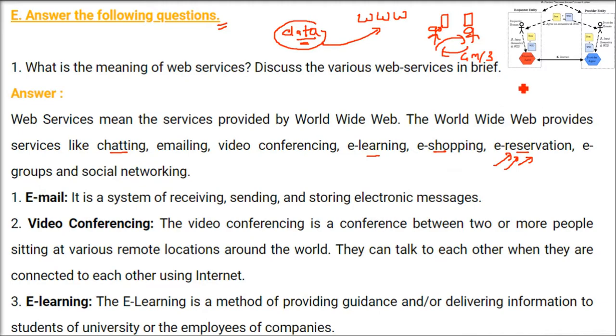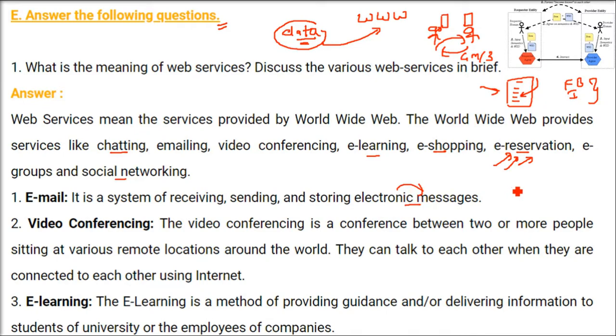E-groups, for example, WhatsApp groups, Facebook groups. You add a number of people and then you send a message that will be broadcast to each of them, and then they can also be in communication. Social networking, Facebook, Instagram, previously it was Orkut. So these are different kinds of web services where people are talking, or you are talking with a machine, and you are solving your purpose. Social networking is all about people making relationships, talking, enjoying, having talks, family and friends.